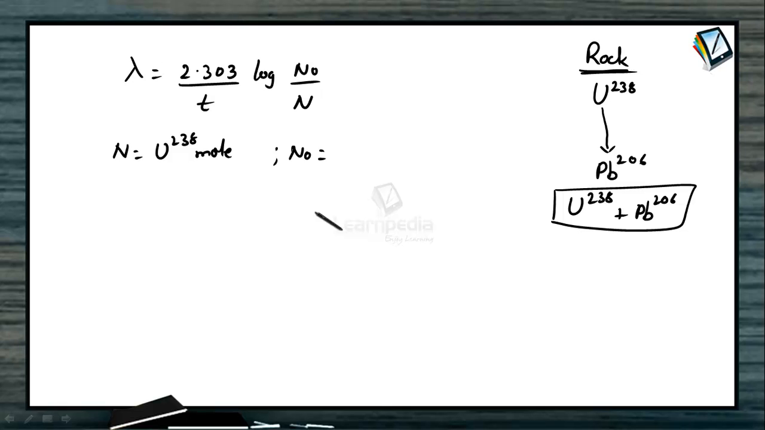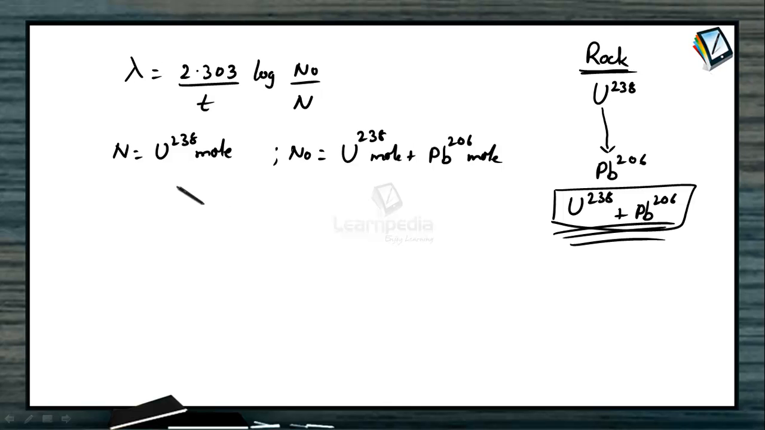And for this one, as we don't know when the rock was formed and what is the initial quantity of uranium-238, we can get it from this particular number of moles. Why? Because this is the amount of uranium left after time T, and this is the amount of lead formed only from this uranium-238. So this total number of moles is nothing but equal to the number of moles of uranium originally present in that rock. So N0 becomes equal to number of moles of uranium-238 plus number of moles of Pb206.